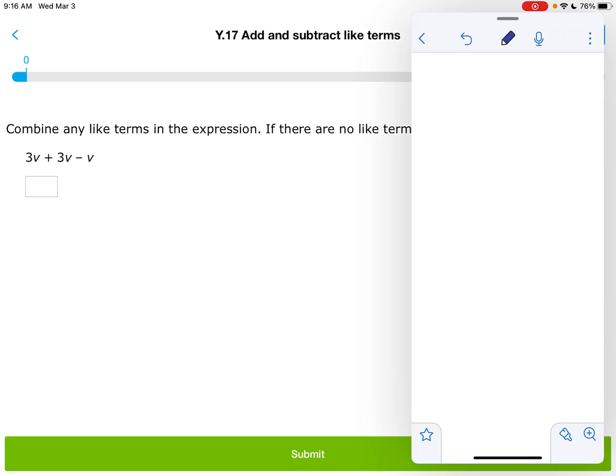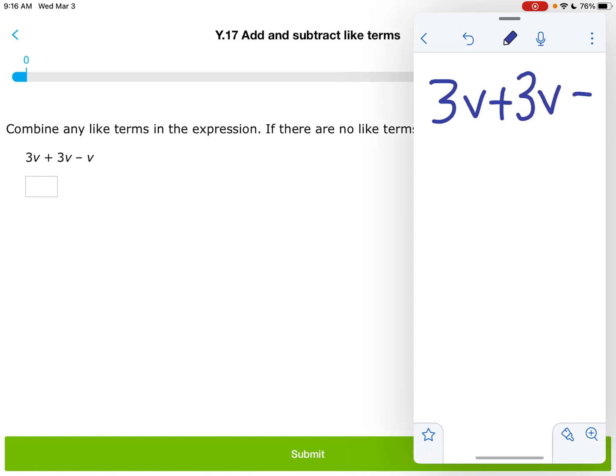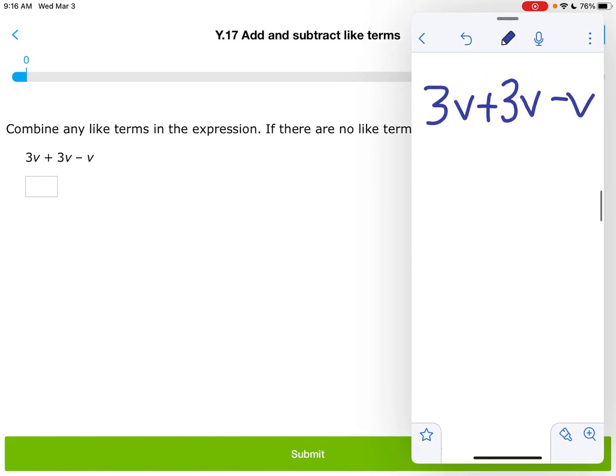Alright, so we have 3v plus 3v minus v. So I'm just going to write that down. 3v plus 3v minus v. So what we want to do is figure out what variables we have. Let me get my highlighter. If you notice, we have a 3v, has a v. And we have another v. And we have another v. So since all of those are v's, we can combine them.